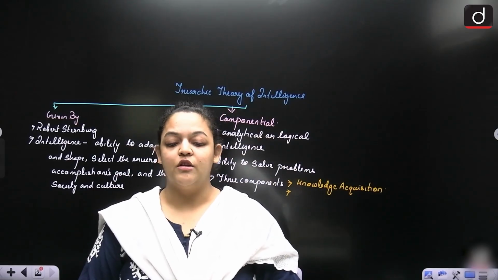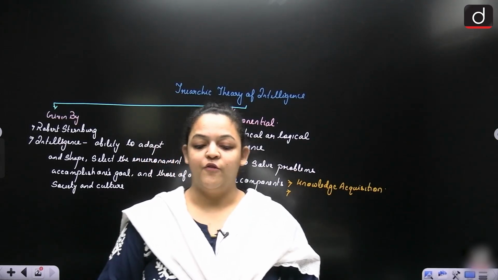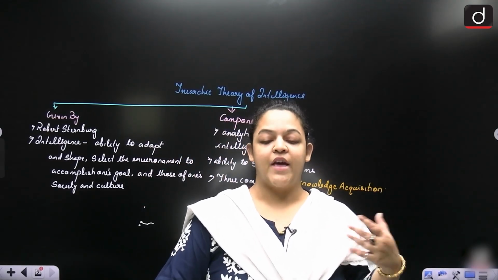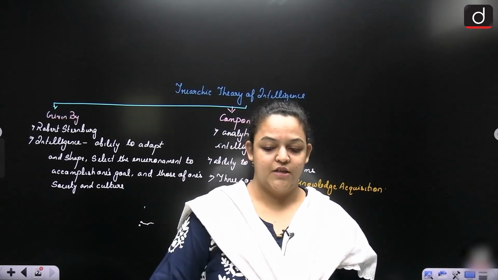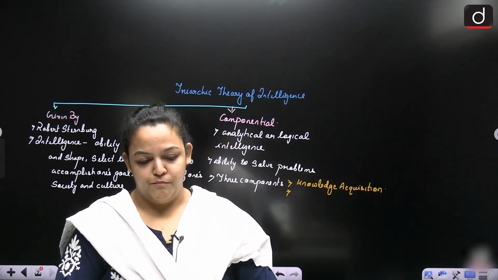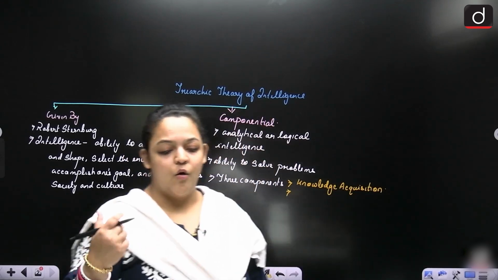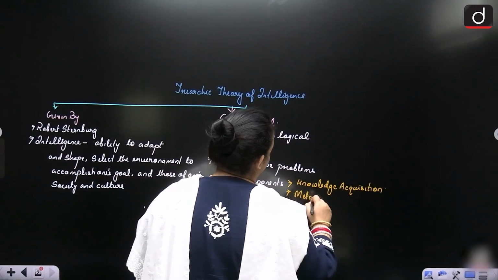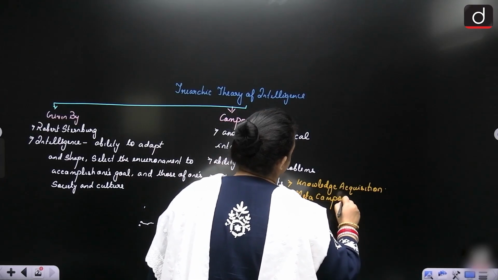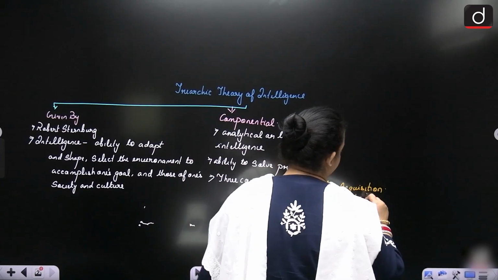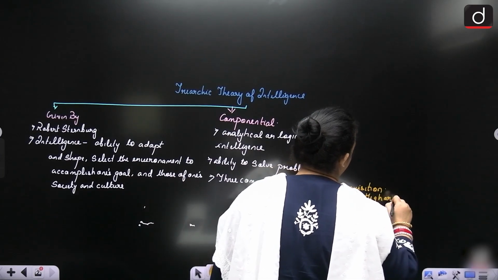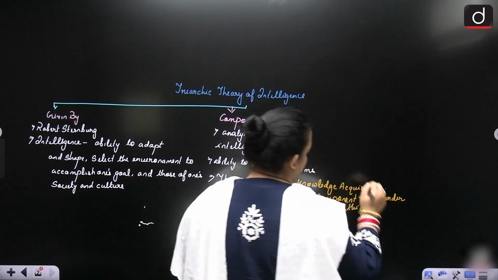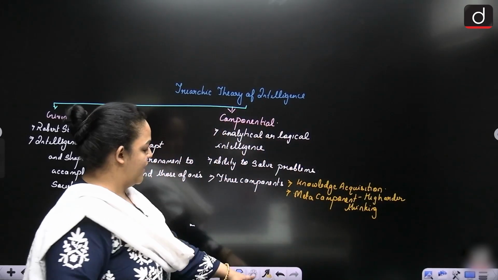The first one is knowledge acquisition, which is responsible for learning, and once you've learnt the problem, you will then think of ways to solve the question. Okay? Second is the meta component, which involves high order thinking. Okay? So next क्या है? Meta component, which involves high order thinking. Okay?